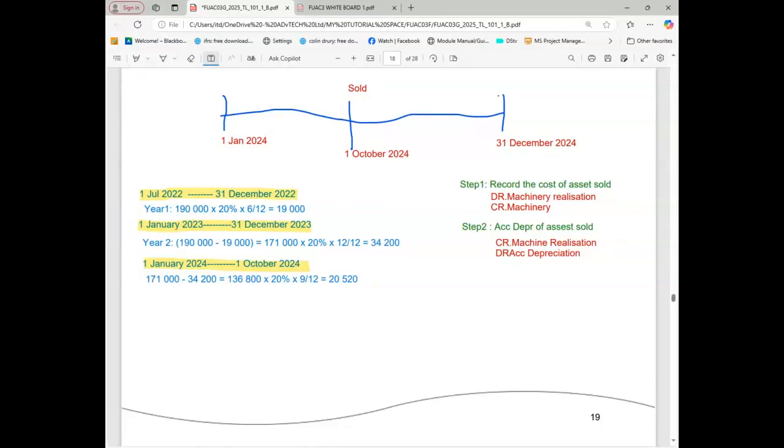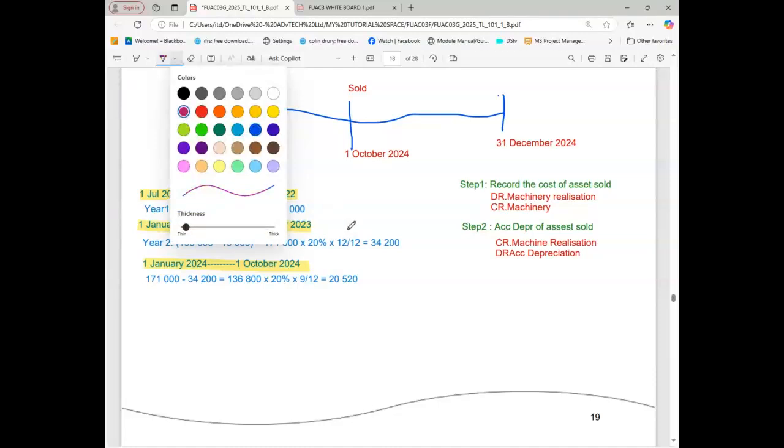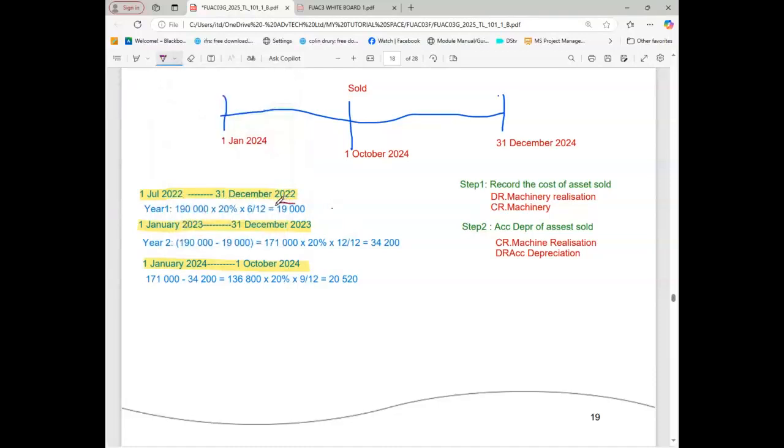Okay, so this is what you have been looking for. All along, you have been looking for this information. So you need to add them together, so that we can get the accumulated depreciation. Are you with me? So that is the amount that we're going to use. I got 73,720.